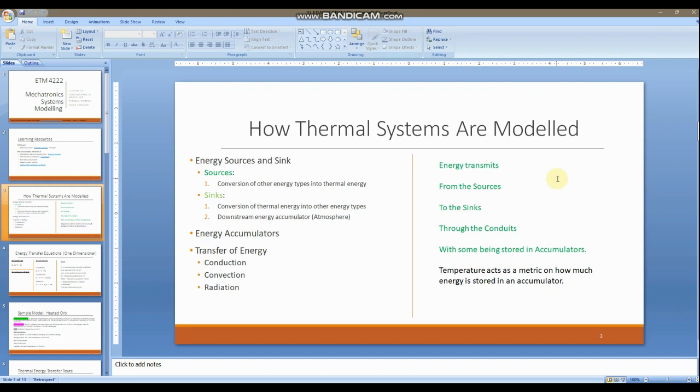And whenever energy exceeds our boundary through some conduit, we'll call them a sink. And whenever energy is converted from thermal to another form of energy, we'll call them a sink as well. Right? So that's an abstract description of what thermal systems are and how thermal systems are modeled. I think it would be clearer as we move on to the demonstration, and I'll show you a real case.